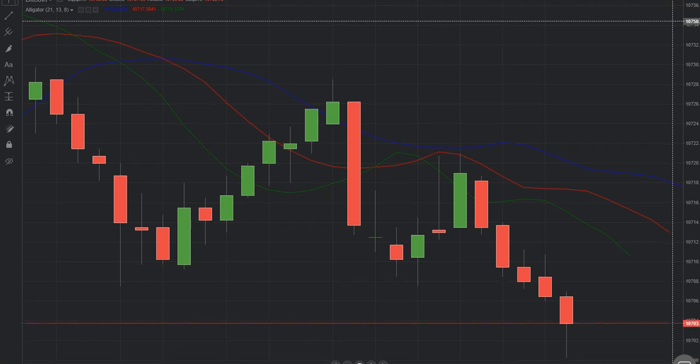So when the three lines are entwined, we don't have a trend. This is generally a time of low volatility, and you may want to find another instrument to trade instead.